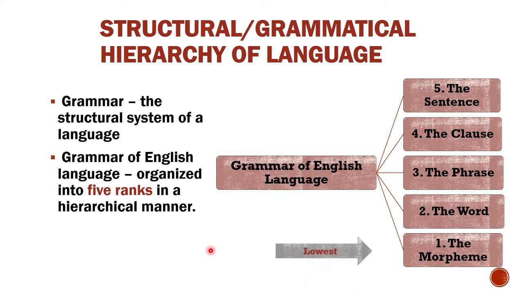Okay. So in terms of hierarchy, we see that morpheme comes at the lowest, or it is the one which comes at number one, and it is at the bottom. And when the parts of the word combine, they go up, up, up, up, and number five is going to become the highest in this grammatical hierarchy. So together we call these the structural or grammatical hierarchy of English language.